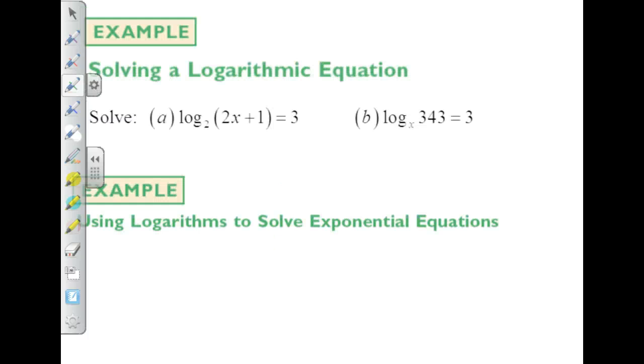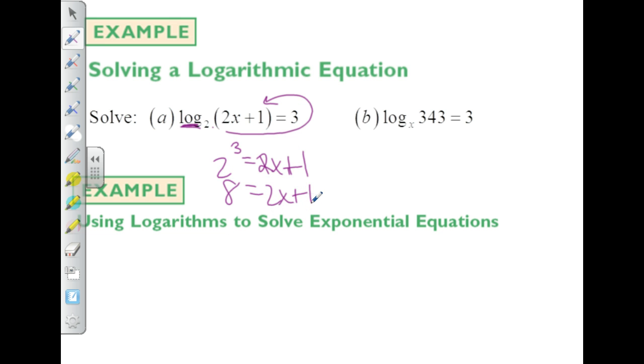And logs are inverses. Here we go, solving. This is where I wanted to go. So to solve for this thing, we would say 2 to the third, because I have to undo this log. So you would say 2 to the third equals 2x plus 1. So this is 8 equals 2x plus 1. I'll subtract 1, I get 7, and 7 halves is equal to x. A little bit of solving here.